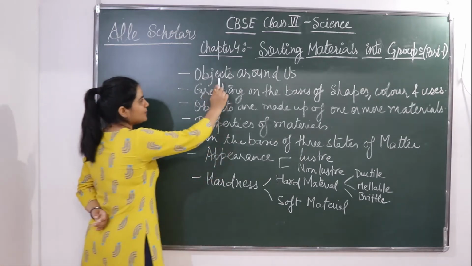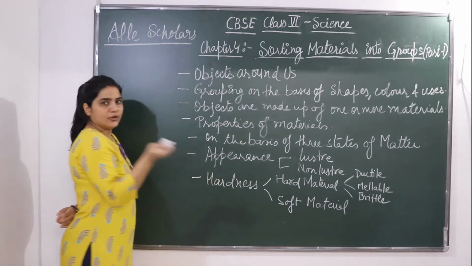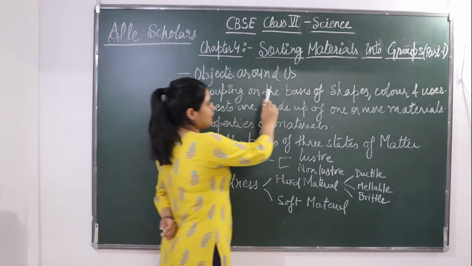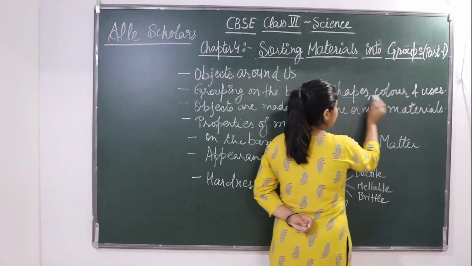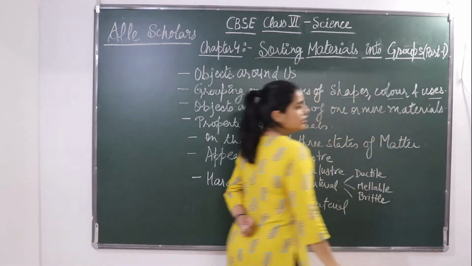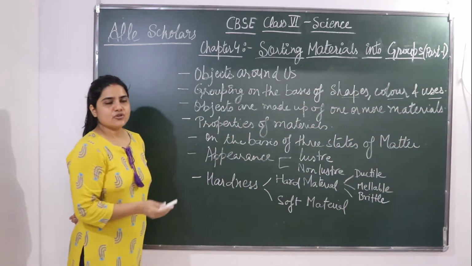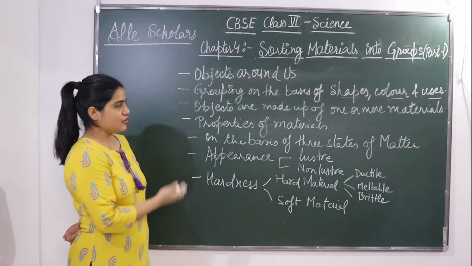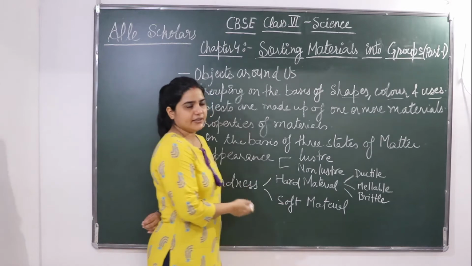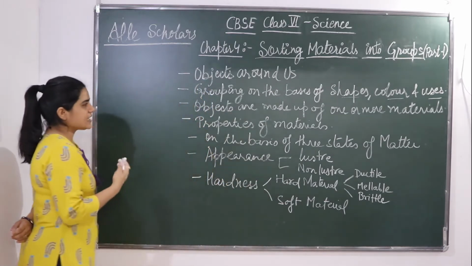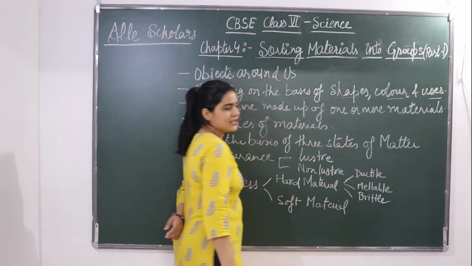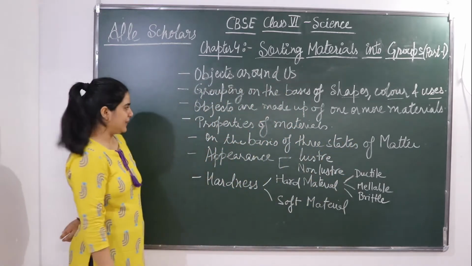We will see the objects around us. What are the objects that we see around us? Grouping of objects on the basis of their shapes, color and uses. These objects can be grouped in different categories on the basis of their shapes, their color and their uses. Objects are made up of one or more materials. We will see how the objects are made of one or more materials.